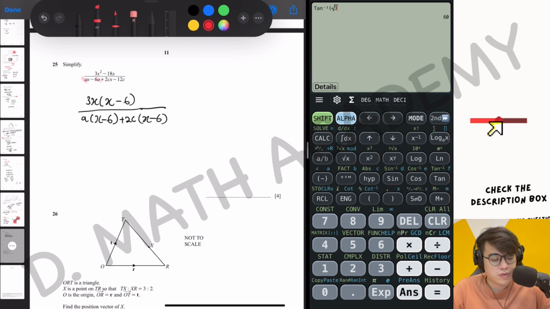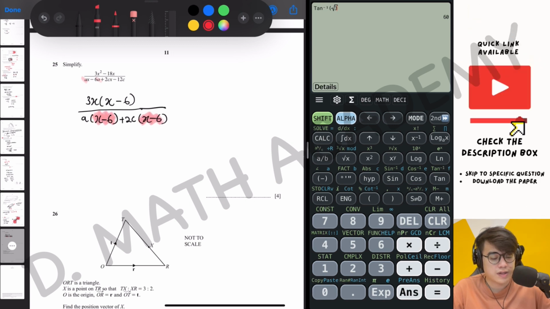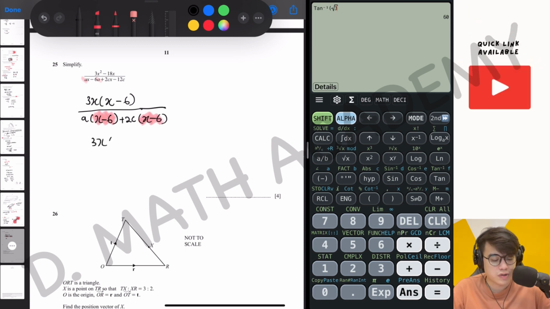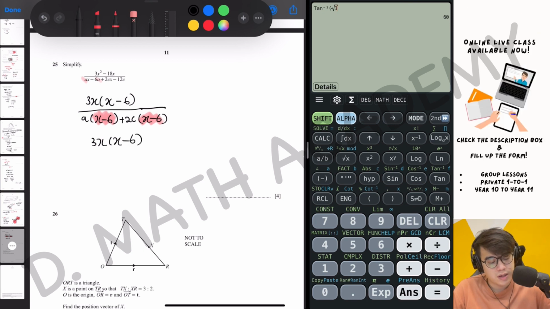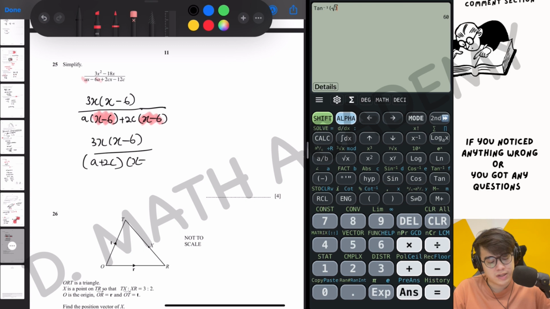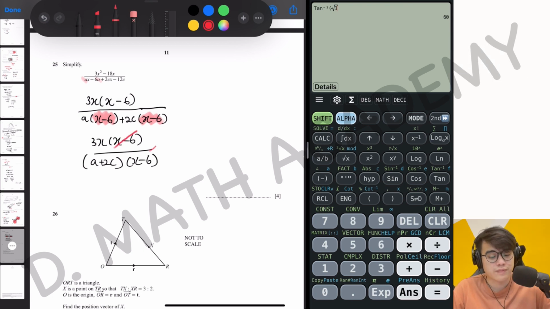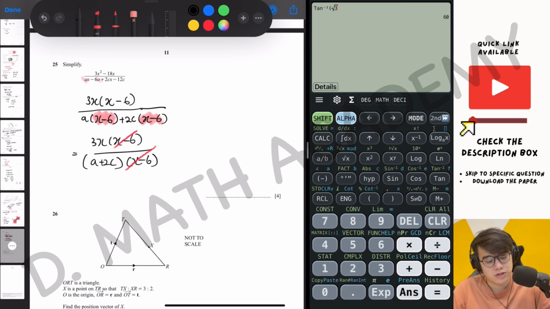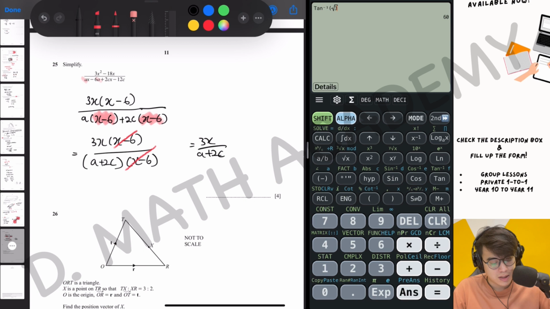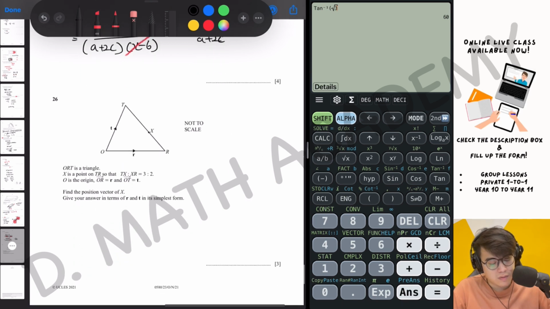So since these two are repeating, you can then rearrange them and form it into the following arrangement. You have a plus 2c multiplying with x minus 6. So these two, since they are the same, will be cancelled out by each other. And you get 3x over a plus 2c at the end. Okay, and then we are at question 26 here.